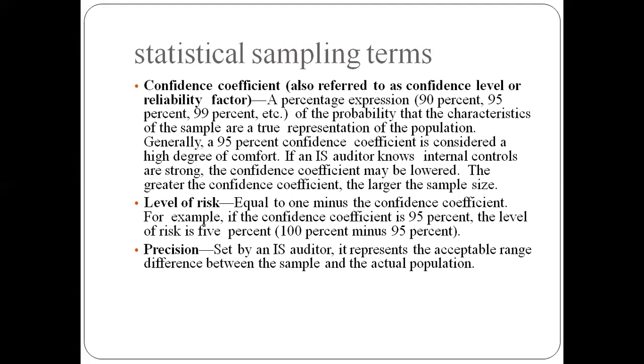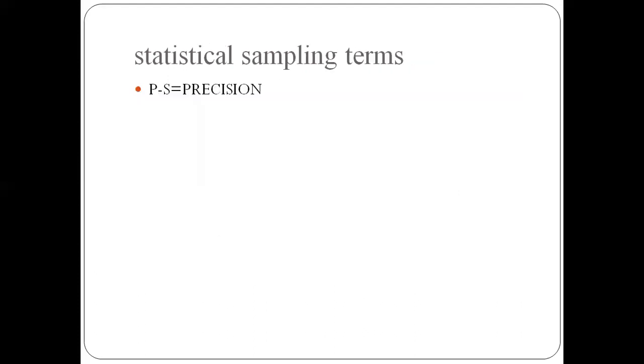The precision is set by the auditor. I call it P minus S: the difference between the population and the sample. So the population is 100%, the sample is 85%, and your precision is 15%.